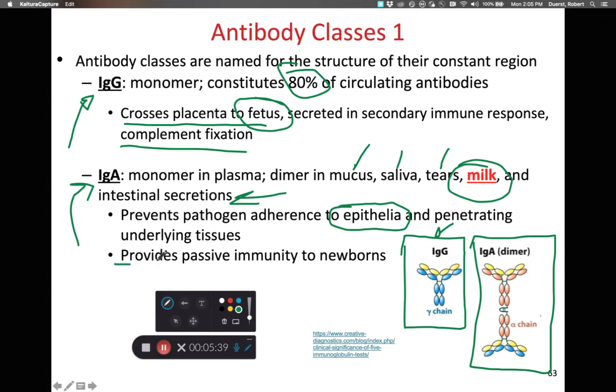It also is responsible for that passive immunity to newborns. I mentioned in a previous recording how newborn children will breastfeed with mom, and they'll take mom's breast milk and get antibodies, get natural passive immunity from mom while mom breastfeeds them.